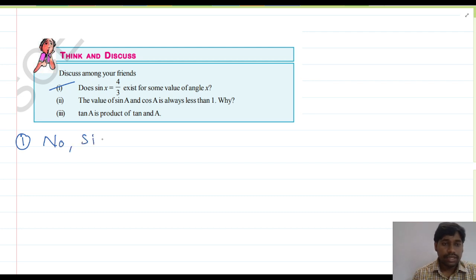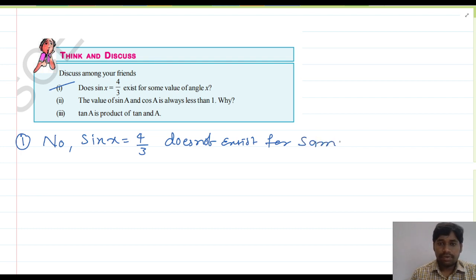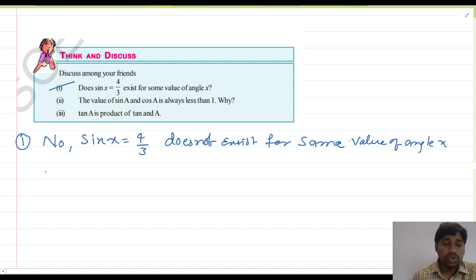So sin x is equal to 4 by 3 does not exist for some value of angle x. What is the reason? The value of sin x lies between 0 and 1.